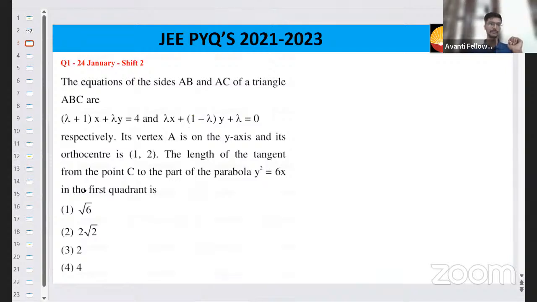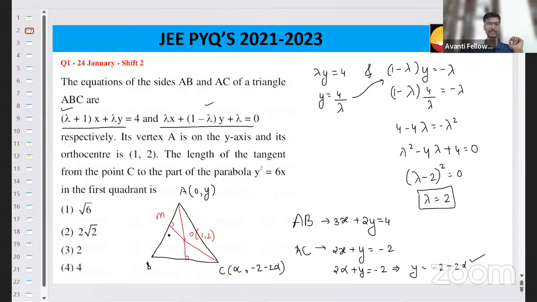Let me write it here. CM is perpendicular to AB. As you can see in the diagram, CM is perpendicular to AB. What is the slope of AB, guys? This is the equation of AB. So what is the slope of AB? The slope of AB is minus 3 by 2.